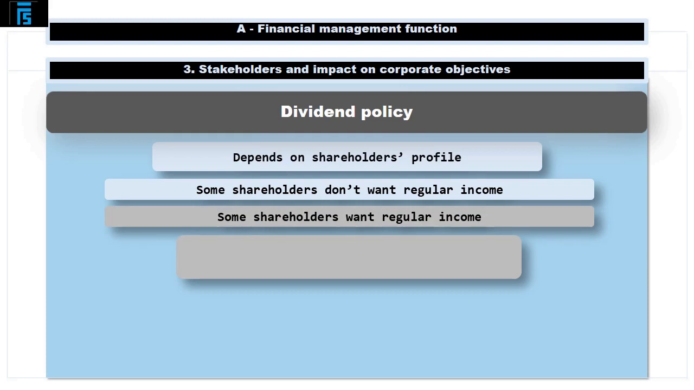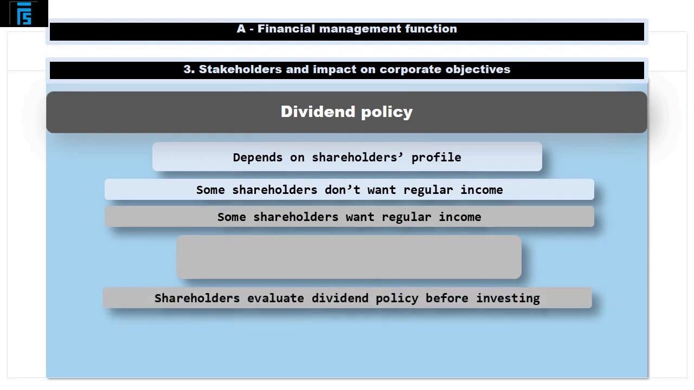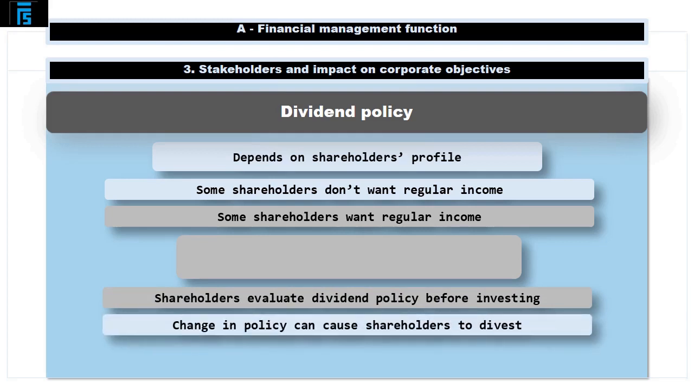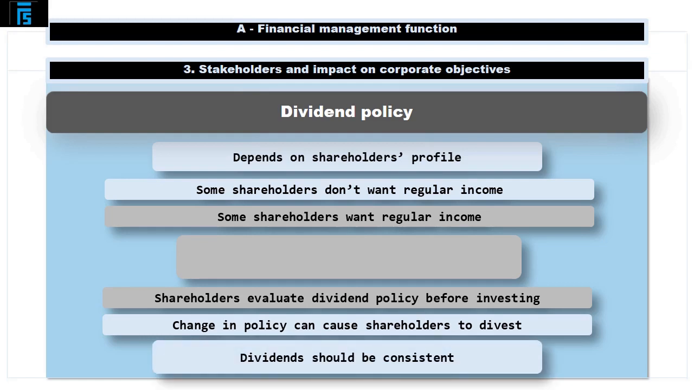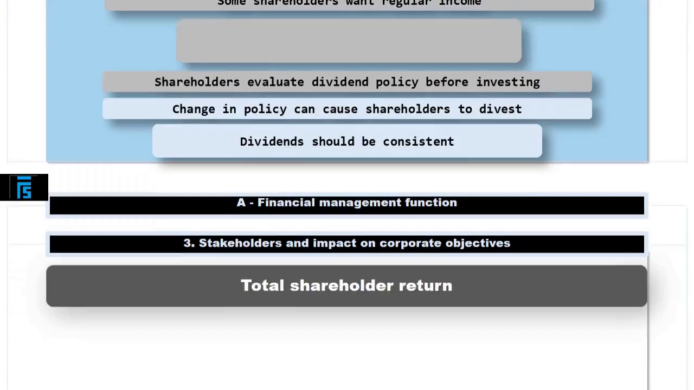And some shareholders invest in shares to generate a regular income. Shareholders will look at companies' dividend policies in the past and invest in it if it matches their needs. So changes in the dividend policy can cause shareholders to sell their shares and invest their funds elsewhere. This can cause share prices to fall and leave the company open for a hostile takeover. The company's dividend sends a message to the shareholders, and it should be a consistent one.